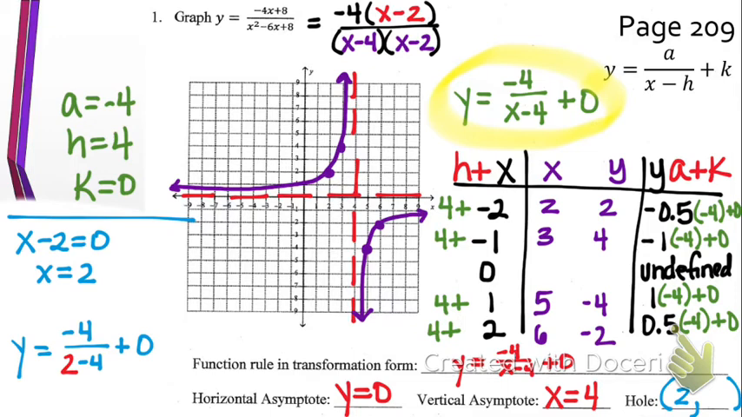So what do you get right here? So this will be -4. -4 divided by -2, which is 2. Did you get 2? Yes. Okay. So that means we have a hole at 2, 2.